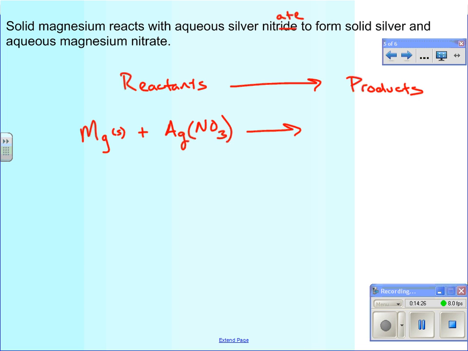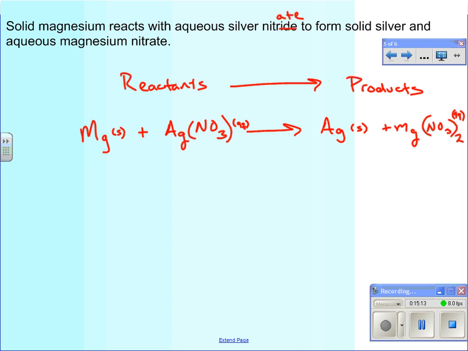And then the products will be solid silver and magnesium nitrate. And we should be able to convince ourselves that this would be the formula for magnesium nitrate, Mg(NO3)2. You need 2 nitrates to balance the +2 charge of 1 magnesium. And again, I'm running out of room here, but our book says aqueous, so we might want to think about putting an aq on there. And we start off with aqueous silver nitrate too.